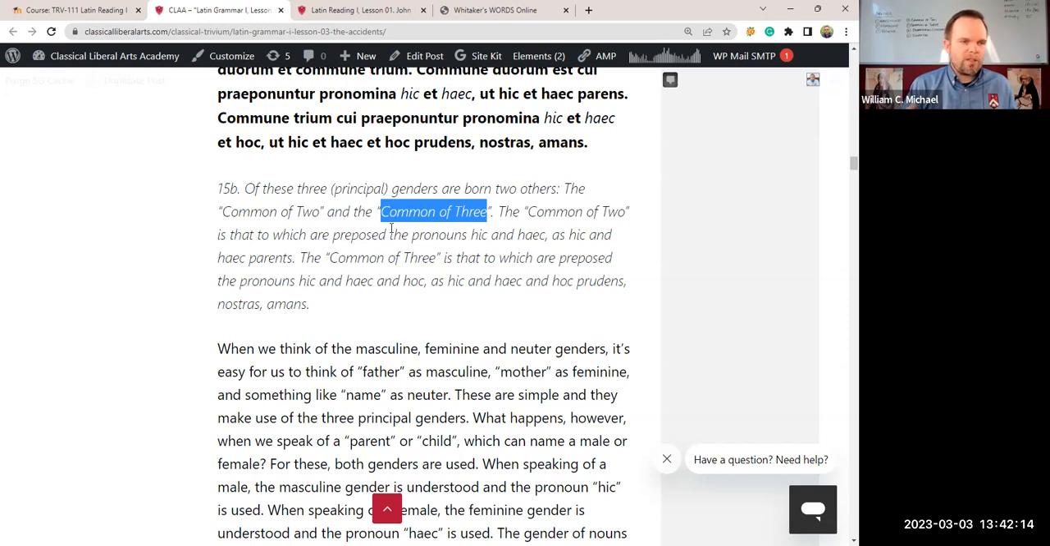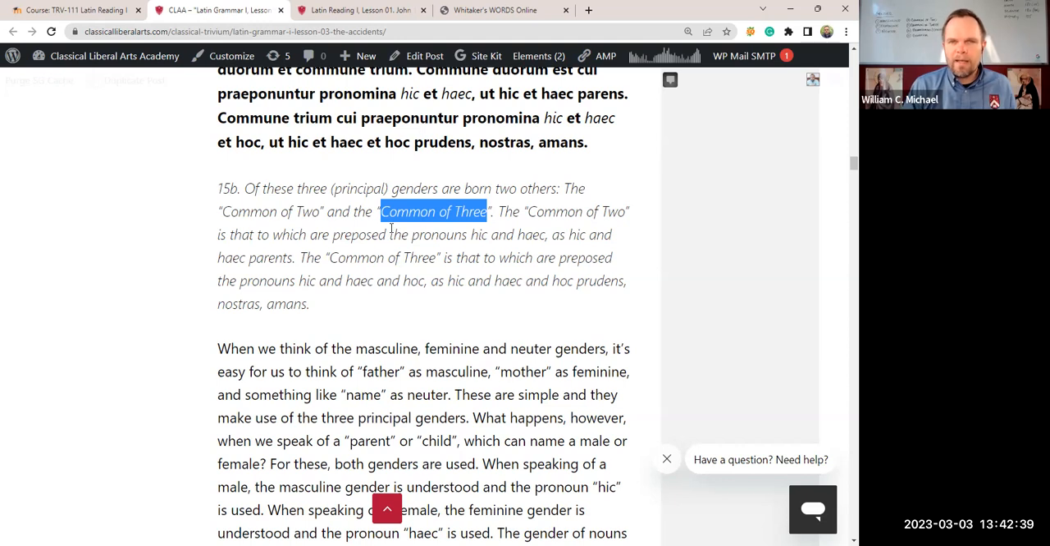So there are words which can be masculine, feminine, and neuter. An example of a common of three word would be an adjective. And again, this is in Latin, so we don't even have this really in English, but common of three would be a word like felix, which means happy. And happy can refer to a masculine thing, a feminine thing, or a neuter thing.